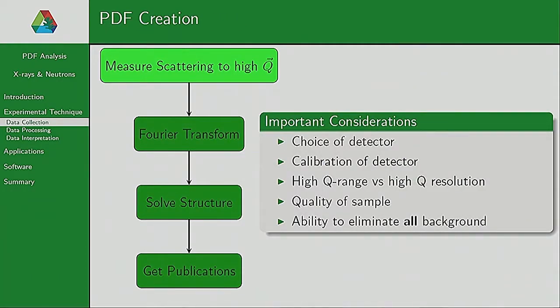Now there's another option. We either need a higher Q range or better Q resolution. So if you have a big sample, you need lower angle scattering, and you need better resolution. That you can determine by increasing the distance from the sample to the detector. If you have higher distance, you have better resolution and lower Q range. Then there's the quality of the sample, and you should have the ability to remove all the background.